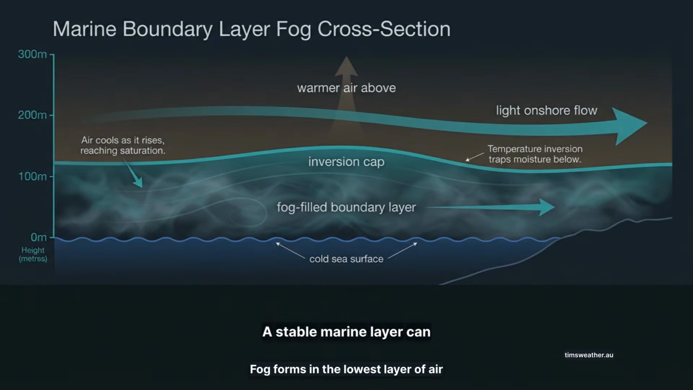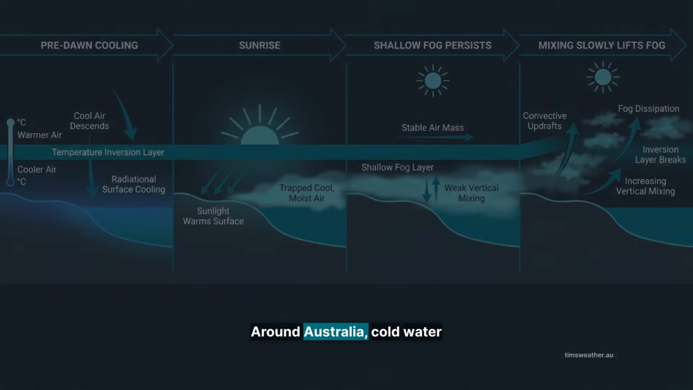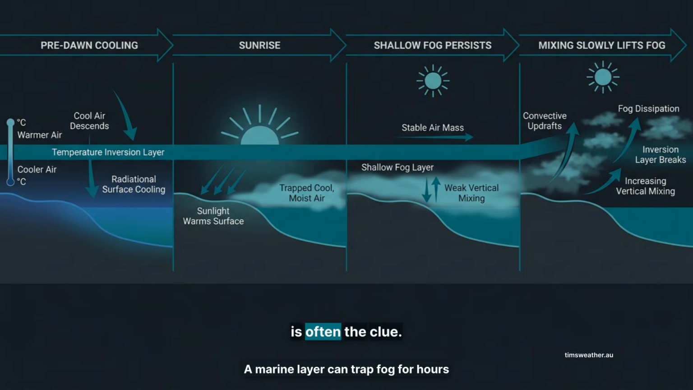A stable marine layer can trap the fog near the surface for hours. That is why it may not clear soon after sunrise. If cold water remains underneath and moist air keeps arriving, sunlight alone may not be enough to mix the fog away. Around Australia, cold water is often the clue.